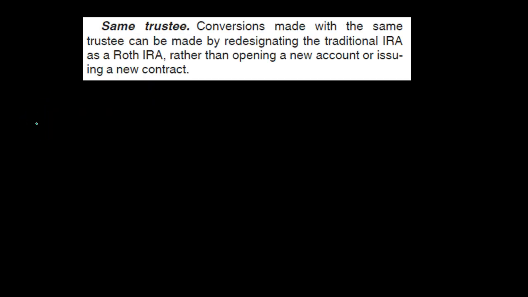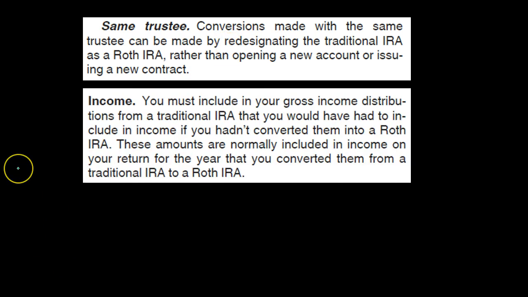Same trustee. Conversions made with the same trustee can be made by redesignating the traditional IRA as a Roth IRA rather than opening a new account or issuing a new contract. So in that situation, it would be nice if we could just say, hey, this was a traditional IRA and we basically want to convert it, in essence, to a Roth IRA. The term used: redesignated the traditional IRA to a Roth IRA.